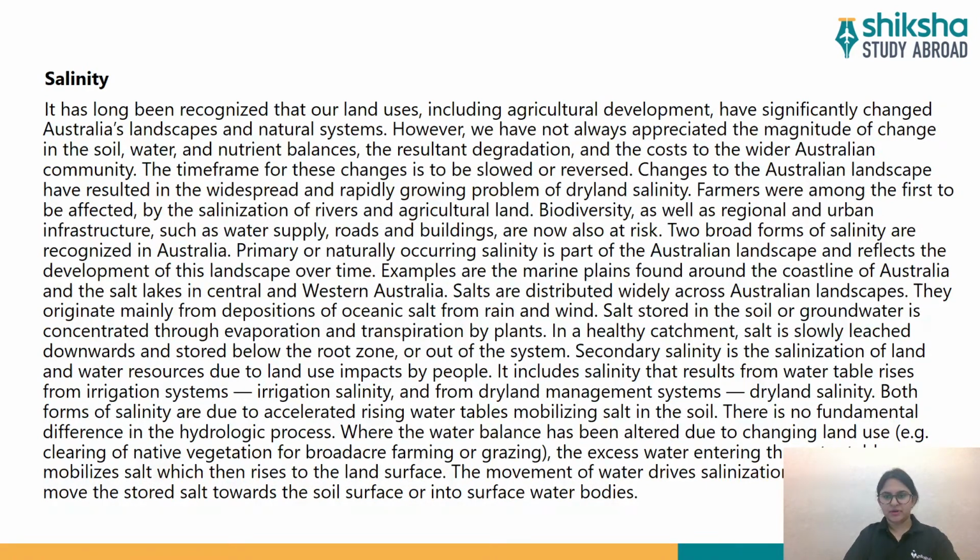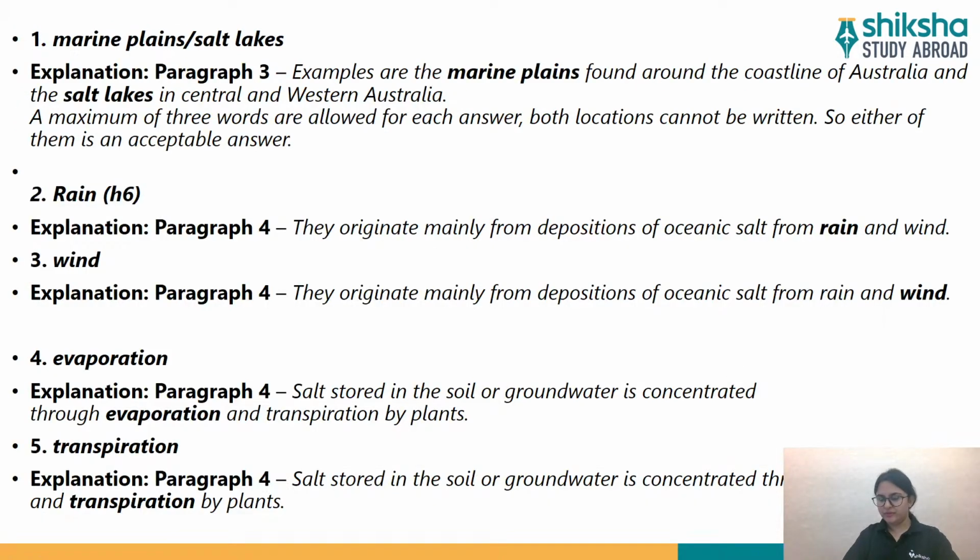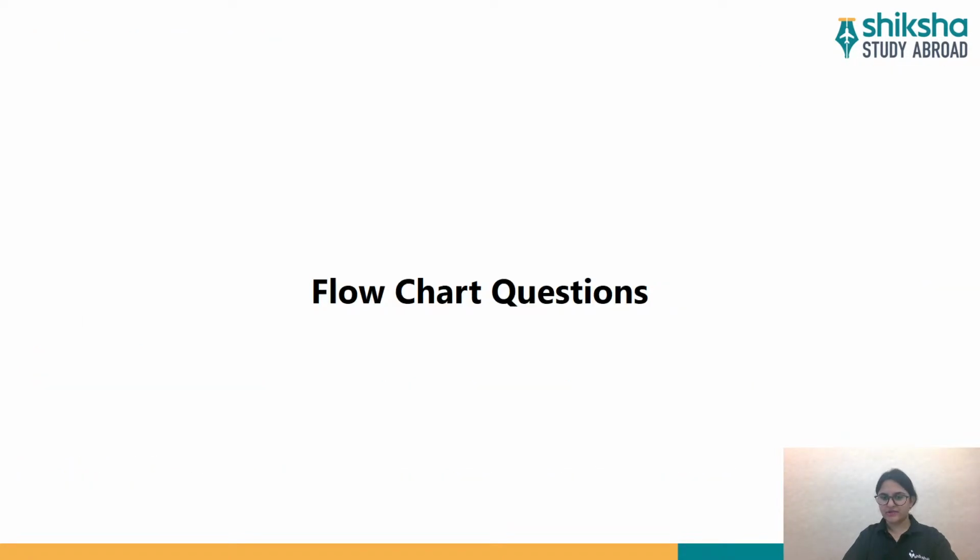Again, a sample passage for you, and a table question will look something like this. So you can see here, complete the table below, choose no more than 3 words. Again, a very important instruction. Please do not forget to read these from the reading passage for each answer. And then there is a table. Table heading is 2 forms of salinity, and primary, secondary. These are 2 columns. And then you have to fill in the blanks. So again, by reading the passage and coming back to the table, you will find the answers. I have listed down a few answers for you. You can check it later on.